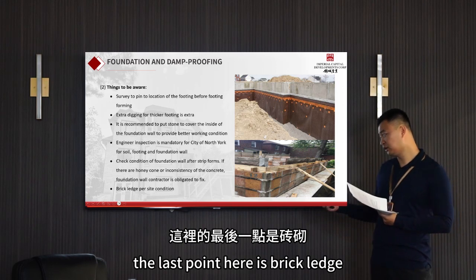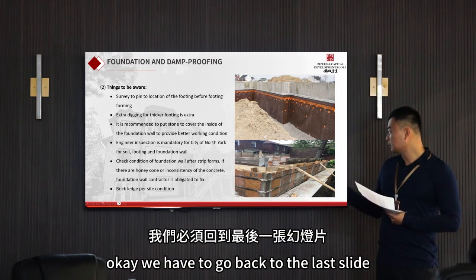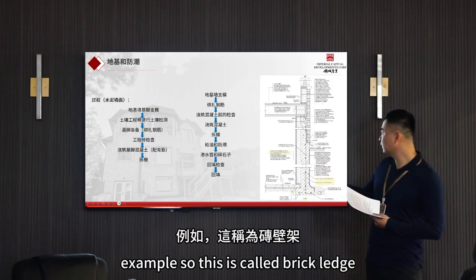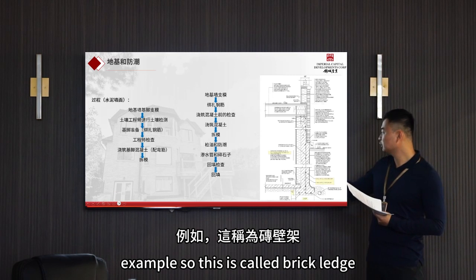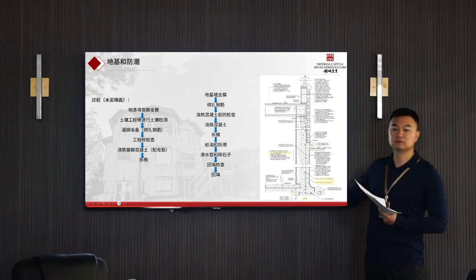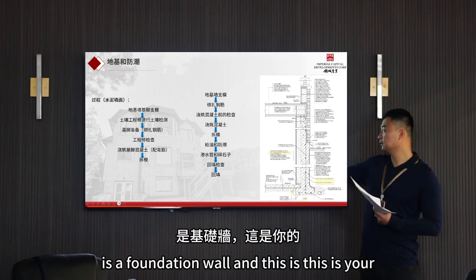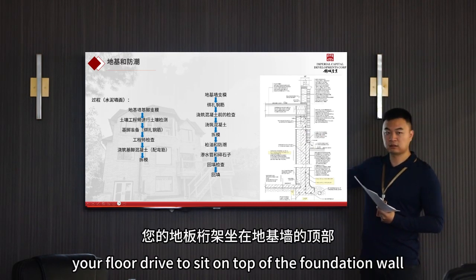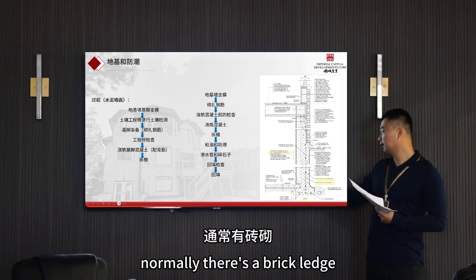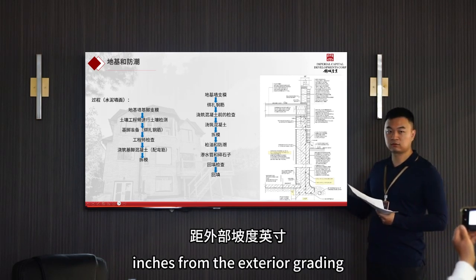The last point here is brake ledge. Okay, we have to go back to the last slides so I can show you guys an example. So this is called brake ledge. So this is for your brake to sit on. So your foundation wall, this is a foundation wall, and this is your floor joist to sit on top of the foundation wall. But normally there's a brake ledge. The brake ledge is required minimum 6 inches from the exterior grading.